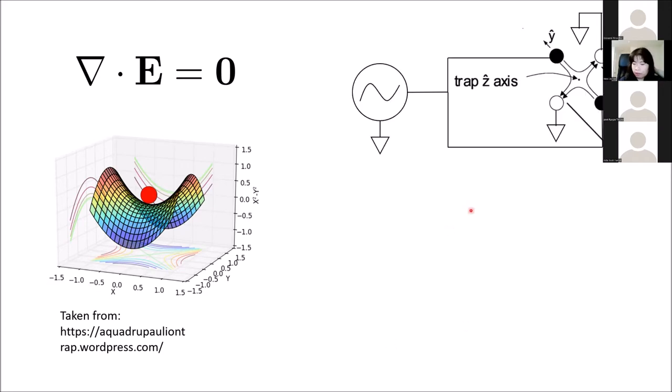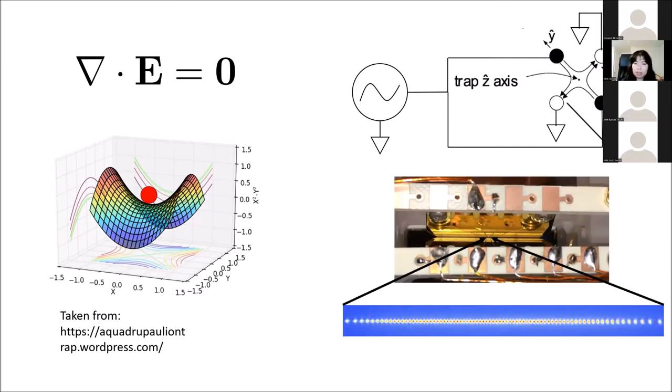Next is a simplified image of an RF trap where all these circles are metal rods, and we apply an AC electric field on two rods while the other two are grounded. This is the toy model of how to generate such an electric field to confine ions. Then another image is a real ion trap that I built during my work at the University of Maryland. In this trap, we can trap at least 100 ions. So this is the overview of ion traps, and now I'm going to delve deeper into the mechanism.